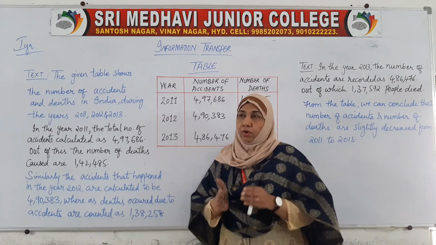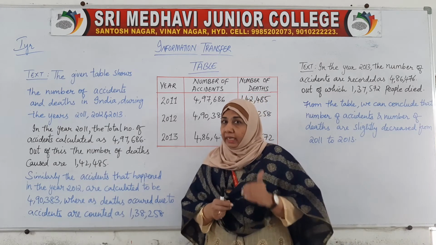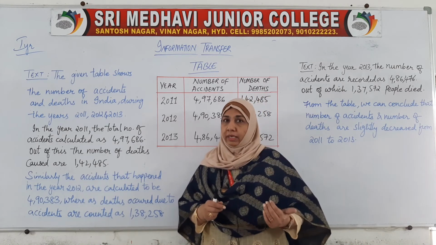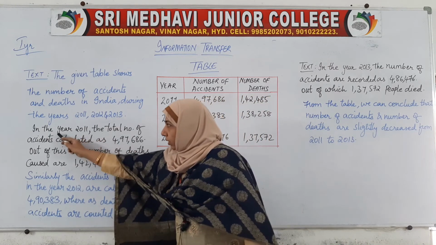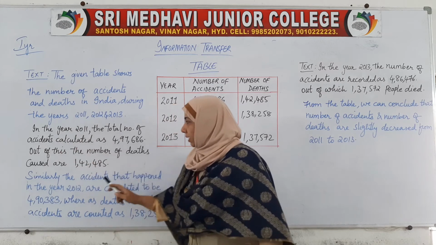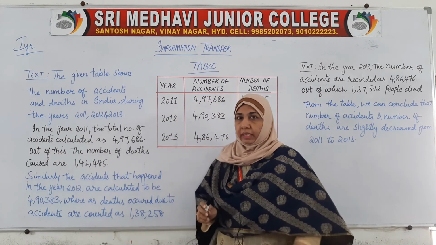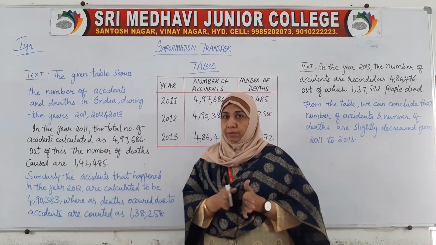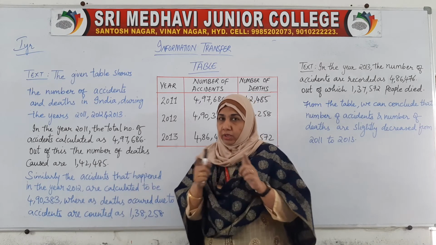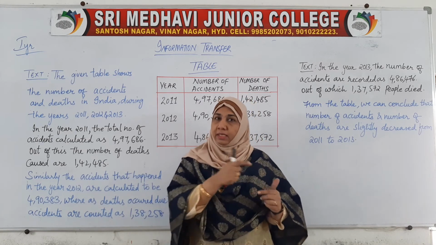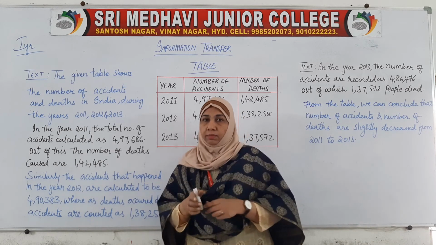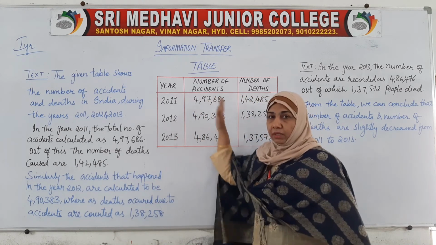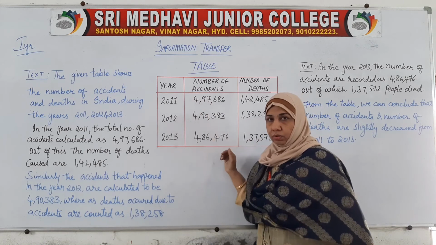So first of all you have to think how many things are given in the particular paragraph. You can check it here: year, accidents and deaths. Sometimes it may be 4, sometimes 5. You have to check how many things are being discussed in the paragraph, then according to that make the columns and the rows.